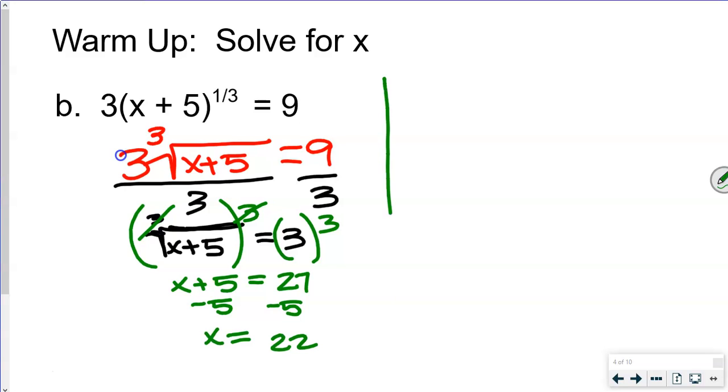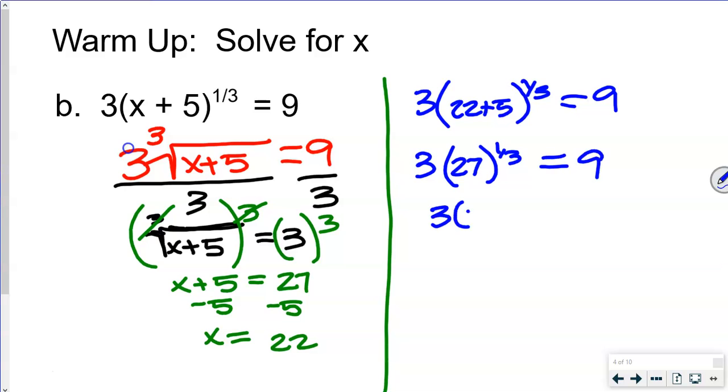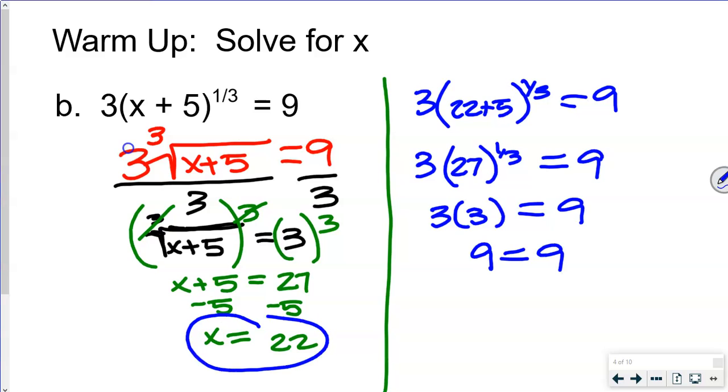And again, I'm going to check this because I don't like getting things wrong. So I'm going to do 3 times 22 plus 5 to the 1/3 power. And we would typically put that in the calculator as the 1/3 power as well. So go ahead and do 27 to the 1/3. And you should see that that's 3. So 3 times 3, yep, that's 9. So 9 equals 9. So that is our answer. And remember, with the cube root, you are not going to have extraneous solutions.